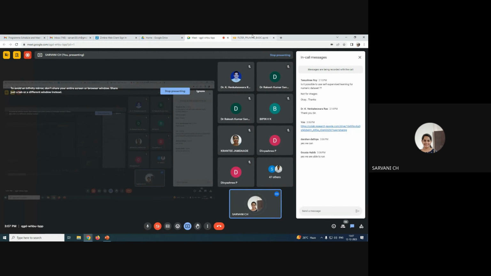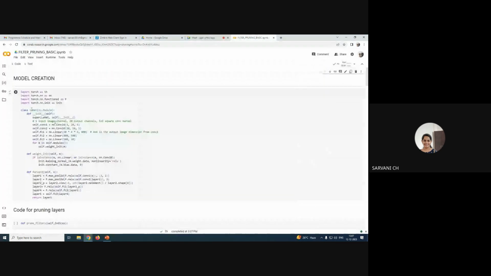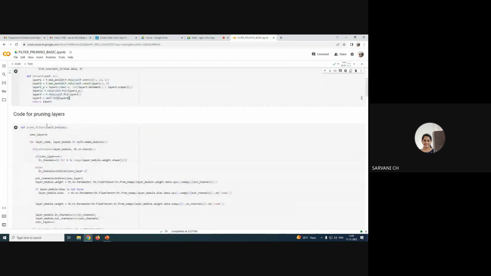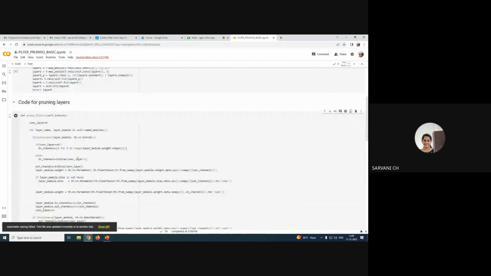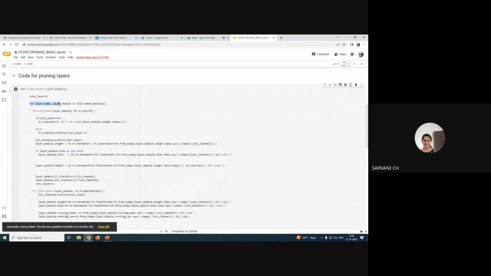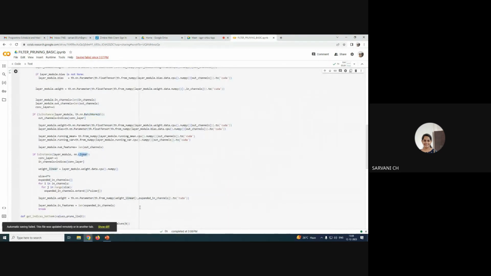Okay, so now you can see, first of all, I have this nn.Module for declaration. This is PyTorch code, and in this I have declared the layers and then the forward function for the architecture. This is the architecture, and then this is the main logic for pruning of the layers. So what are the layers we are pruning here? You can see the first if statement, for self.named_modules. In this, you get the convolutional layer, batch norm layer, and fully connected layers.